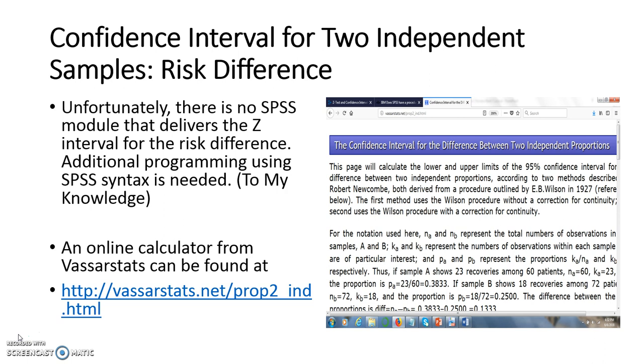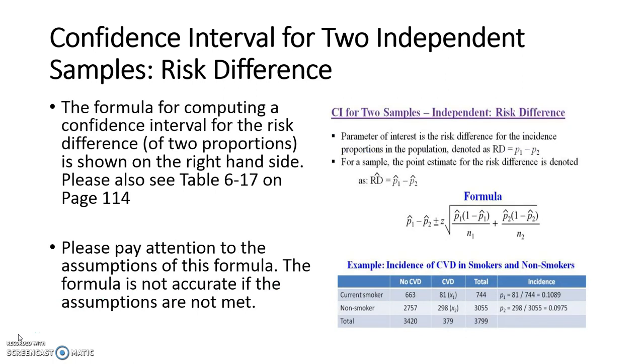So I'll just mention it. And also I have provided a link to an online calculator from Varsa Stats. It asks for some sample proportions, sample size, and then it will compute the confidence interval for the risk difference for you, so that you don't have to use a calculator and use this formula to manually compute the confidence interval.